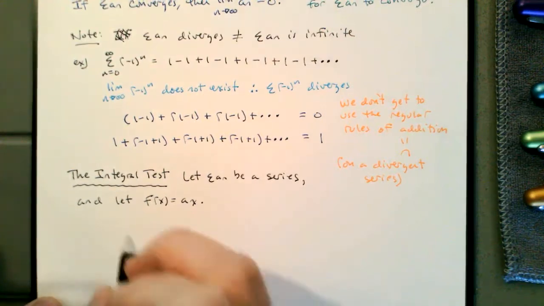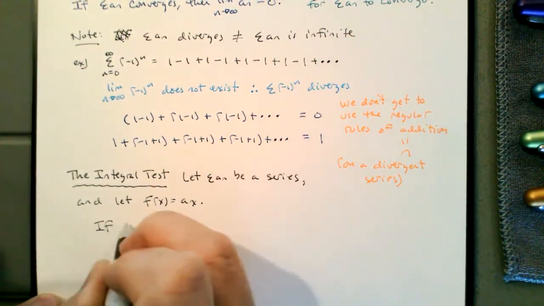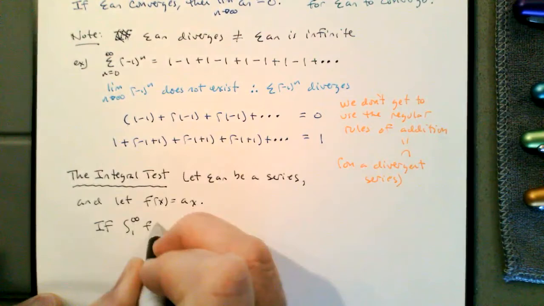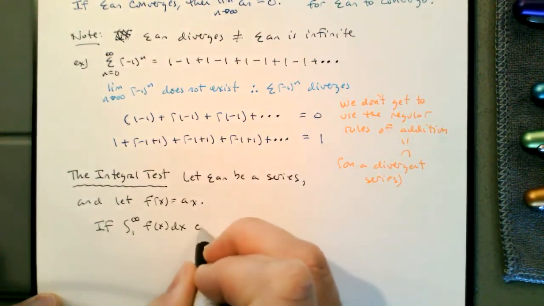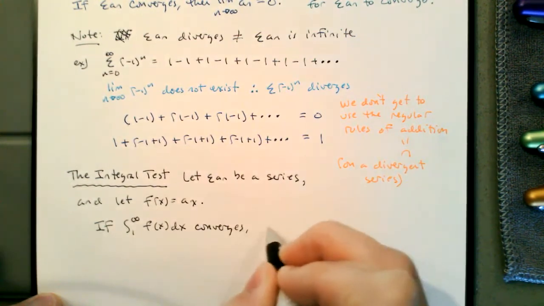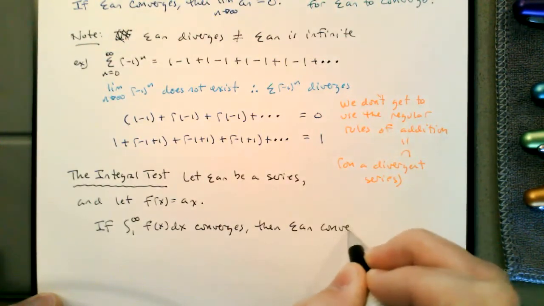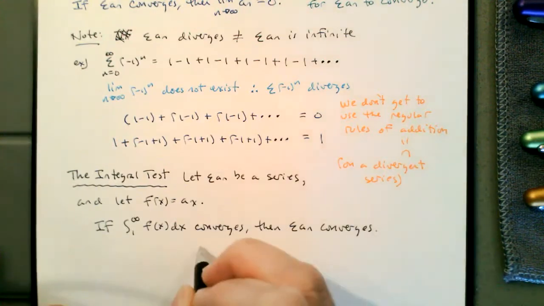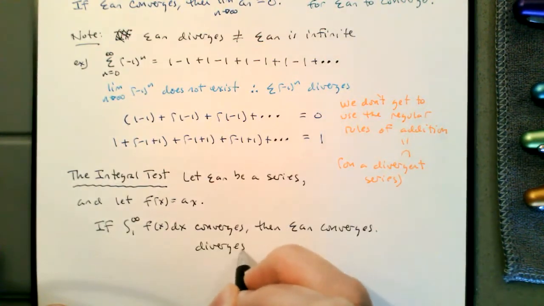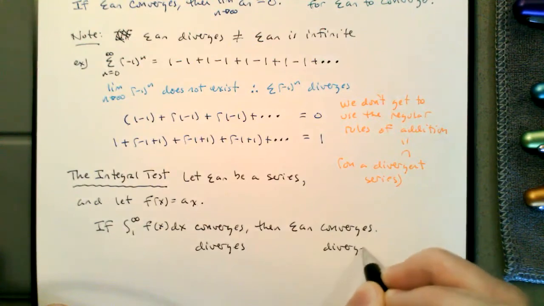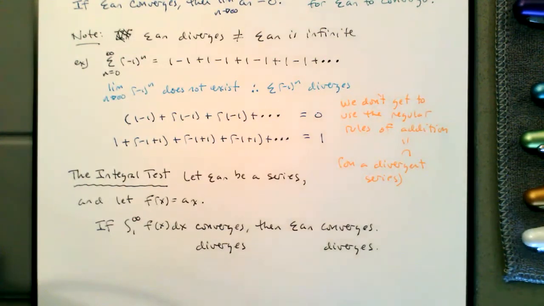So we could say, if the improper integral from 1 to infinity of f of x dx converges, then the series converges. Similarly, diverges. This is useful because it gives us something to calculate. If we can find the antiderivative of f of x, then we have a tool that we can use to determine the convergence of a series.